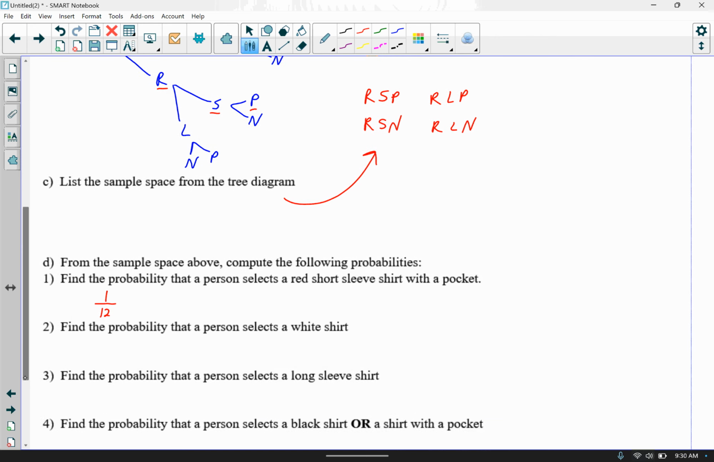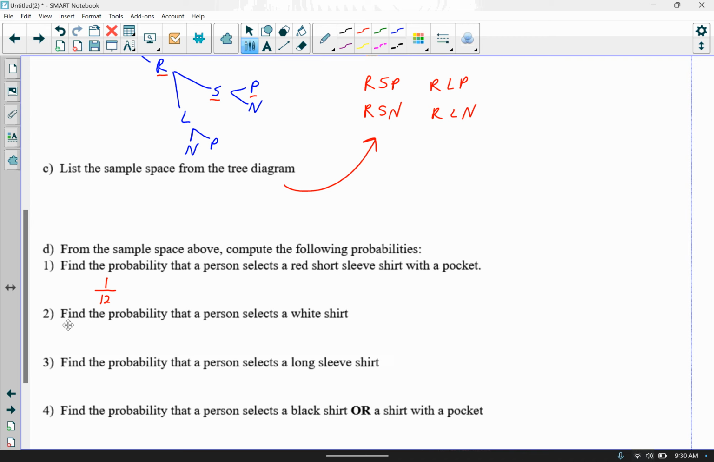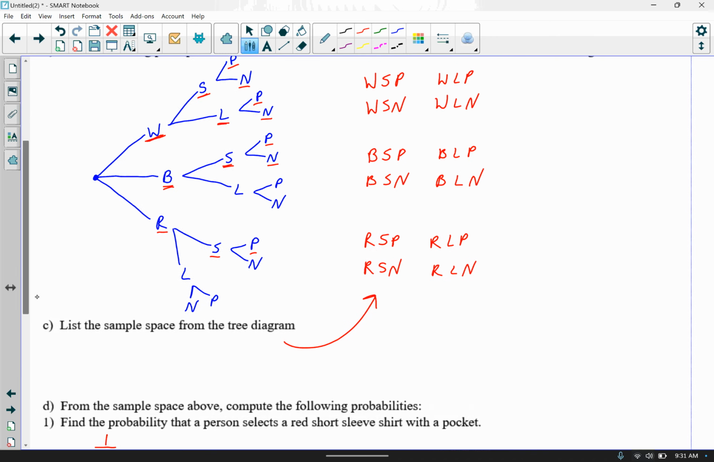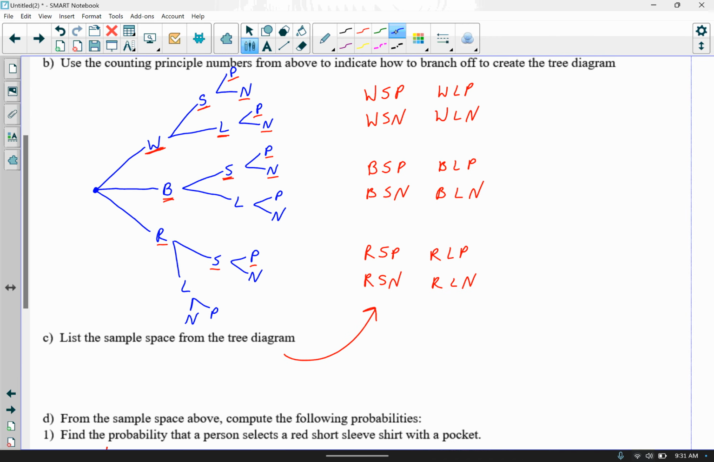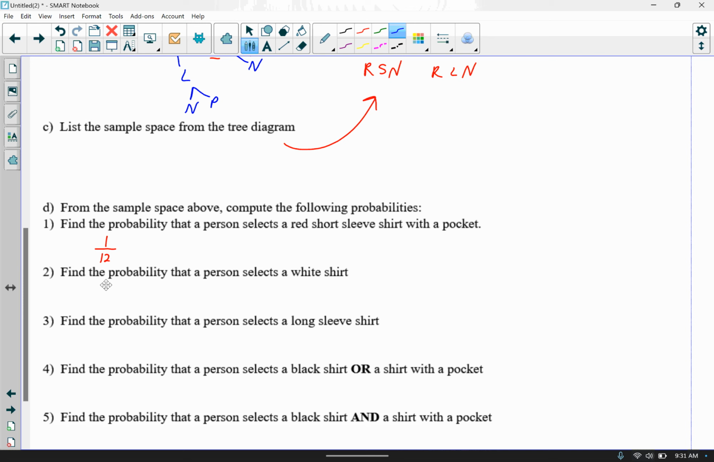All right, so I'm going to come on down to number 2. Find the probability that a person selects a white shirt. So I come up here, any combination up here. It doesn't say whether they have to have short sleeves or long sleeves. It just says that they have to have a white shirt. So hopefully you agree then, these top 4 up here all have a white shirt, and those are the only ones. So my probability is going to be 4 out of 12. Probability is always a reduced fraction. So 4 divided by 4 is 1, 12 divided by 4 gives me 3. So 1/3, final answer there.